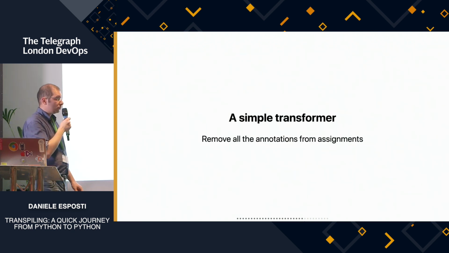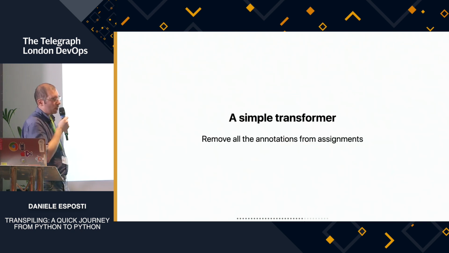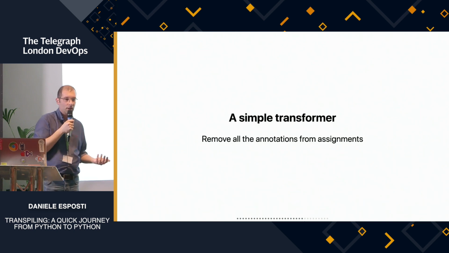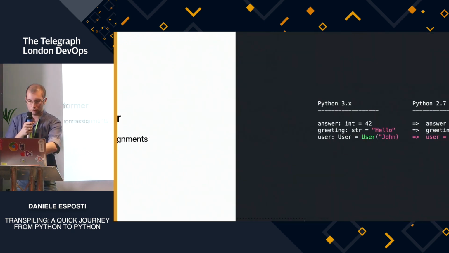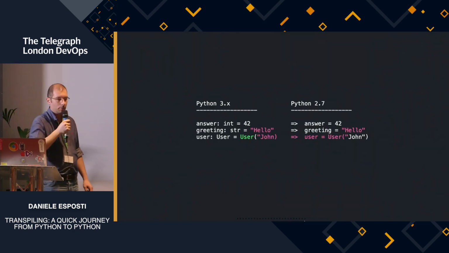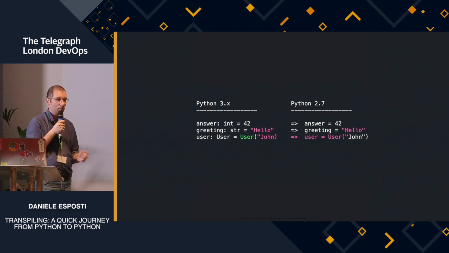So now, just to give you some kind of more concrete example, I will show you how to write with Astor a transformer to remove all the notation from your Python code. I will do some introduction. Between Python 2.7 and 3, one of the big changes they introduced is also the annotation.